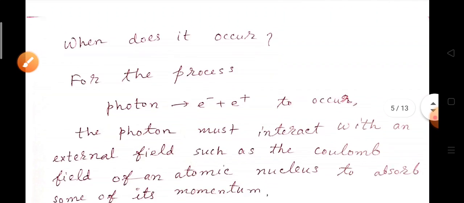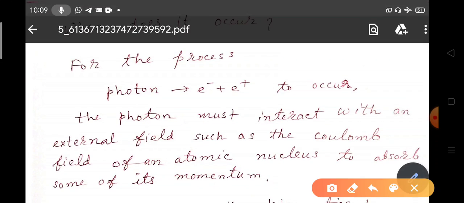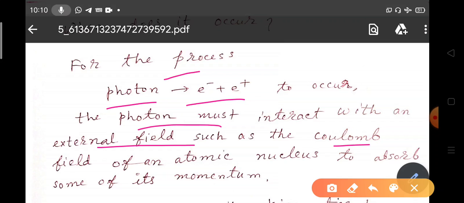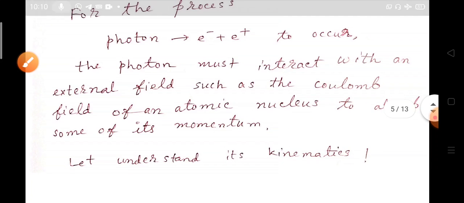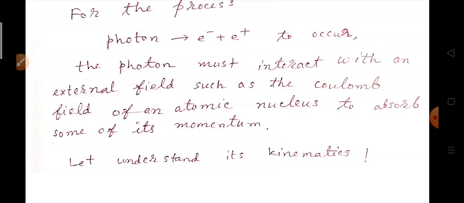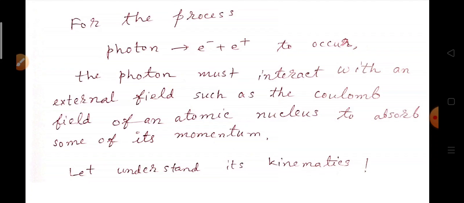Now, when does it occur? For pair production to occur, that is for the photon to generate an electron and positron pair, the photon must interact with an external field. Which kind of field? Such as the Coulomb field of an atomic nucleus, to absorb some of its momentum. So it needs the presence of a nucleus for momentum conservation, and only then does this kind of process occur, because for any process to occur we need to obey the fundamental conservation laws of charge, energy and momentum, and that will decide whether any process can happen or not.